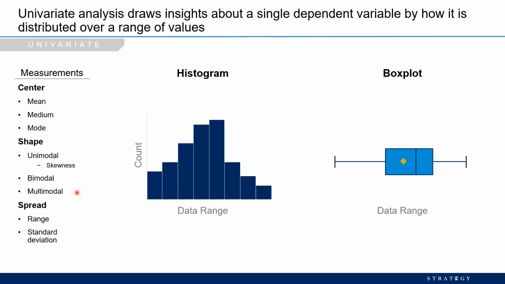As far as shape goes, there are different types of shapes. There's unimodal, bimodal, and multimodal. This basically means how many hills or mountains you have in a distribution, and then this gets into skewness. If it is well distributed and doesn't have any skewness, then the mean and median should line up. The farther apart the mean and median are, the more it is skewed.